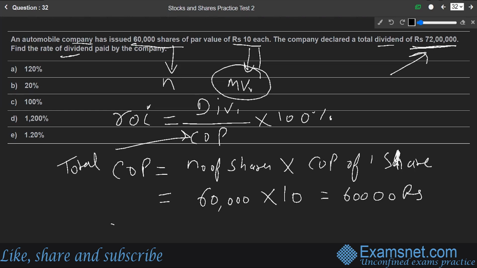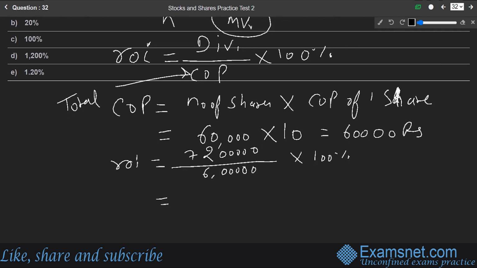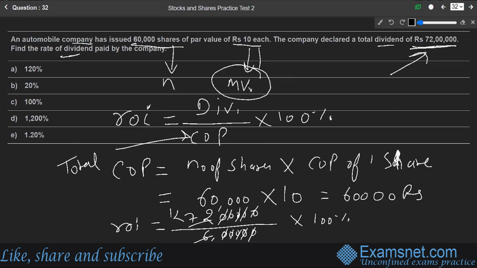Now let us find out the rate of interest. Let's put the formula. Rate of interest is total dividend, which was 72 lakh rupees, divided by cost of purchase, which is nothing but 6 lakh rupees, into 100%. So clearly we need to solve this mathematical expression. Let us cut down the zeros as much as possible. So 72 divided by 6 is nothing but 12, and 12 into 100 becomes equal to 1200%. That is the actual rate of interest being offered by the company, 1200%.